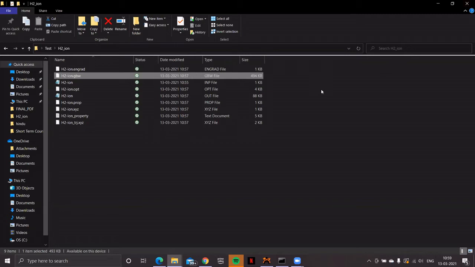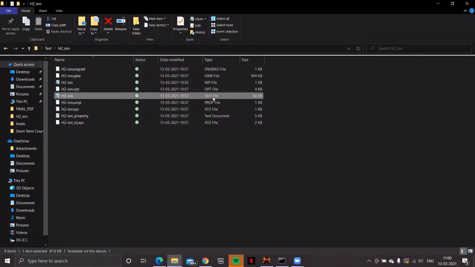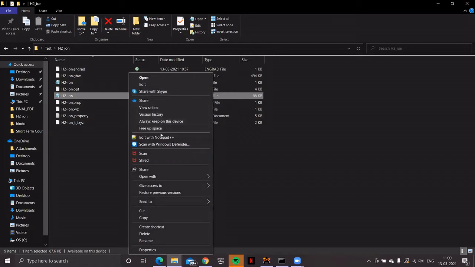If I want to use the final optimized geometry and the final wave function for some additional calculation, I don't need to re-optimize the geometry or the wave function. I can use the final wave function and the final geometry for further calculation using this .GBW file. And the second important one, which you can open and see all the details, is the output file. That's the fifth one. So let me open this in Notepad++.